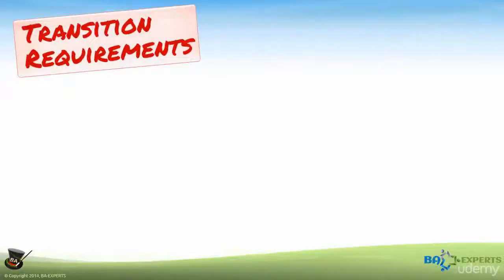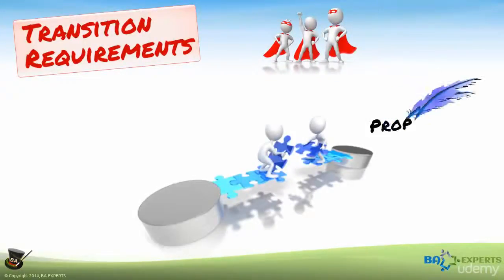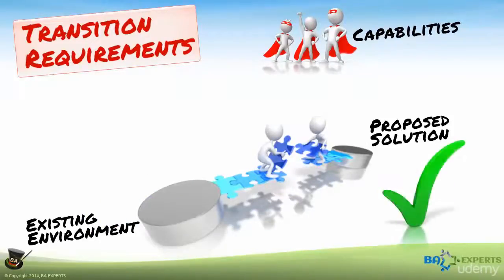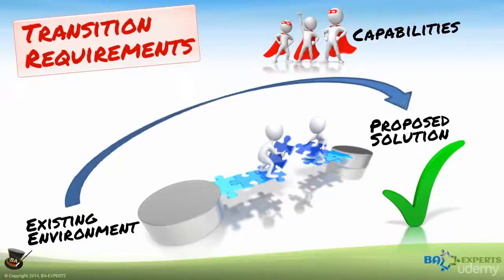Transition requirements describe capabilities needed to integrate the proposed solution into the existing environment. They describe capabilities that the solution must have to facilitate getting from the as-is to the to-be, but will not be needed once the new solution is in production.